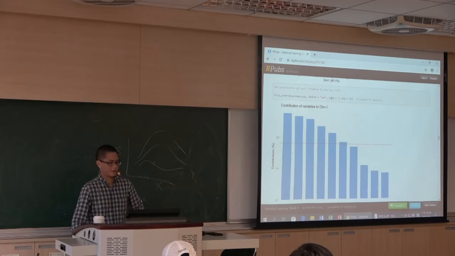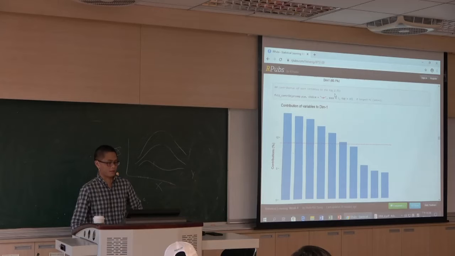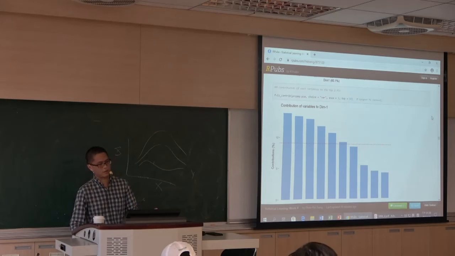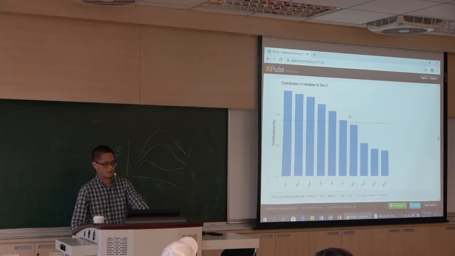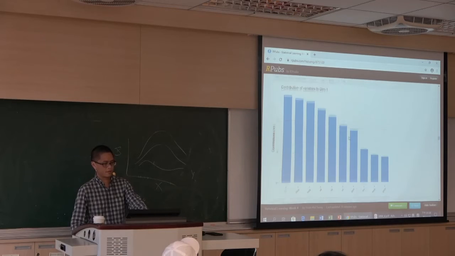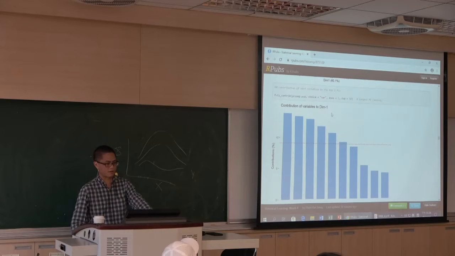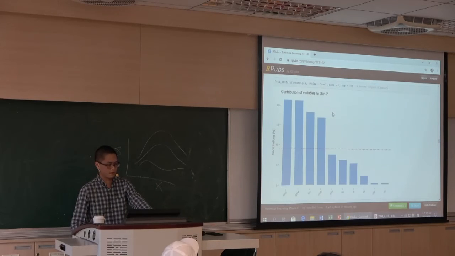So here, the axis means the index of the principal component. I want to show the largest principal component, so I simply type 1 here. Okay, the top 10 variables, so you will show that. The cylinder, CYL, contributed the largest to the first principal component.